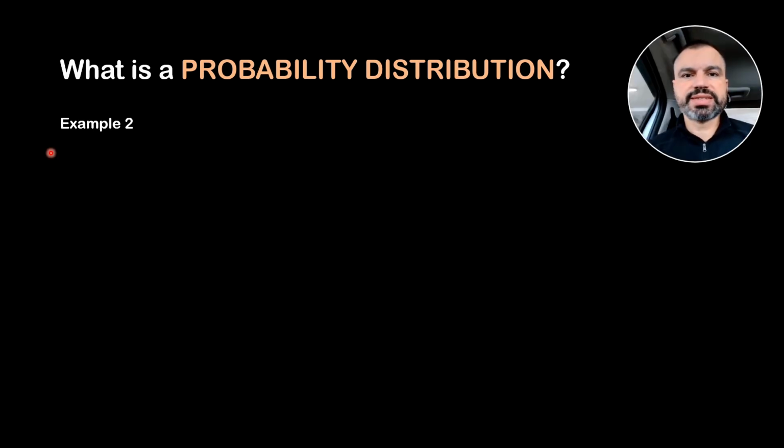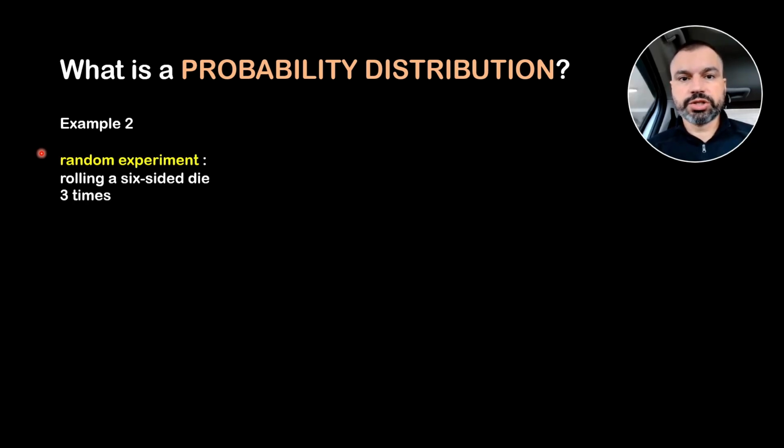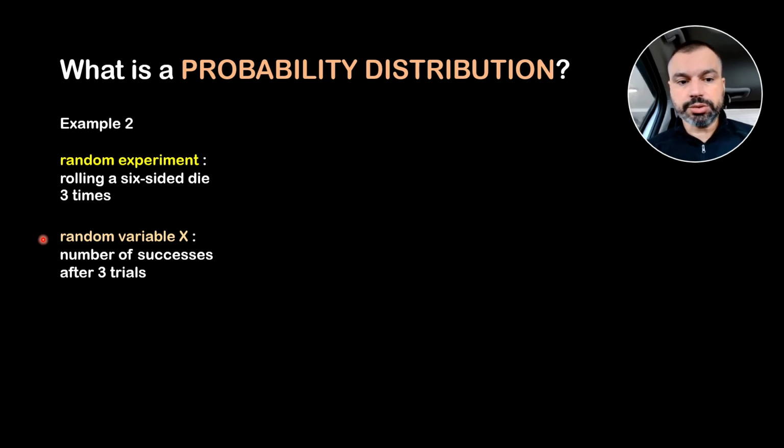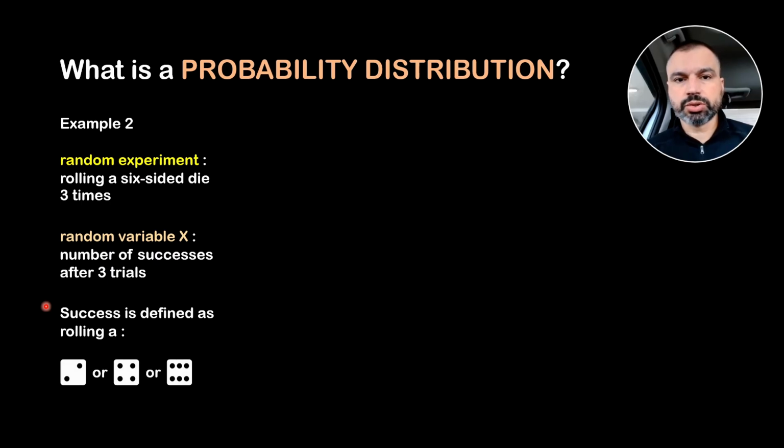Let's move on to a second example and have a look at another prominent probability distribution, the binomial distribution, which is closely related to the Bernoulli distribution. Our random experiment consists of rolling a die 3 times, so there's going to be 3 trials. The random variable x is going to be the number of successes after 3 trials. Success here is defined as rolling a 2, a 4, or a 6, so rolling an even number.